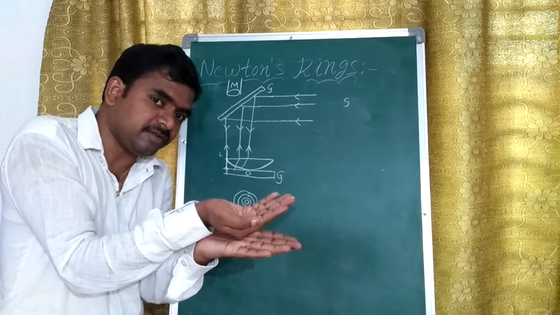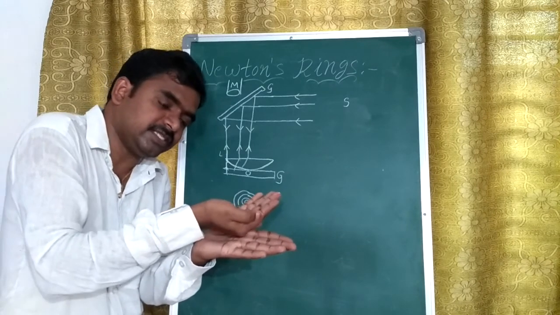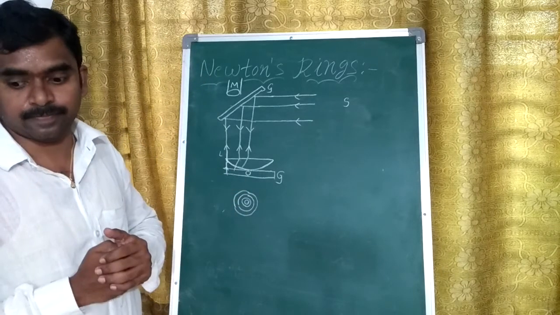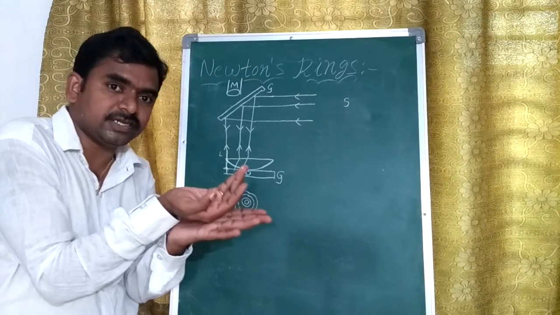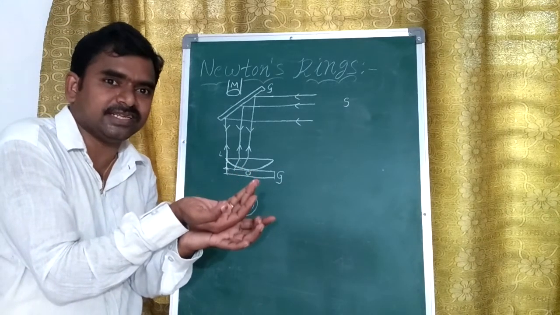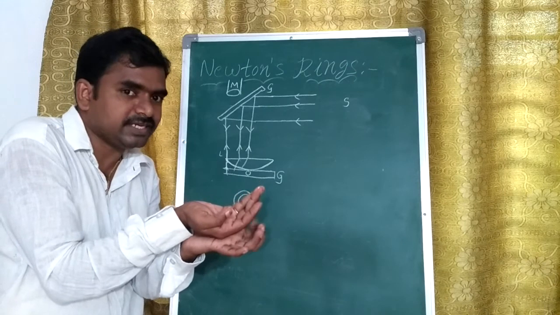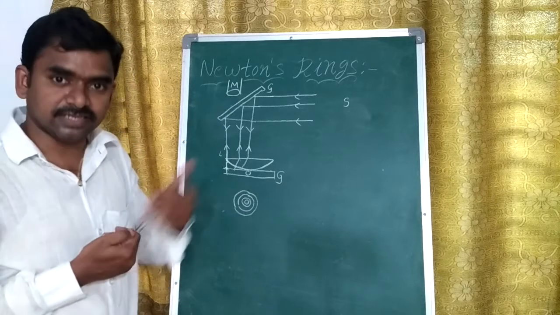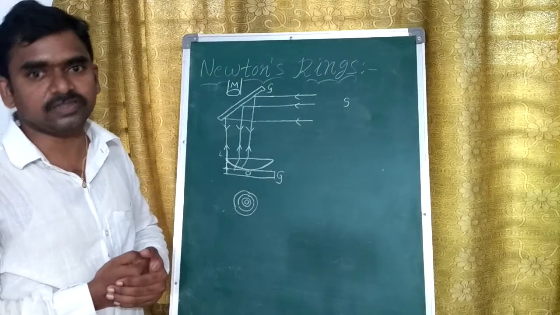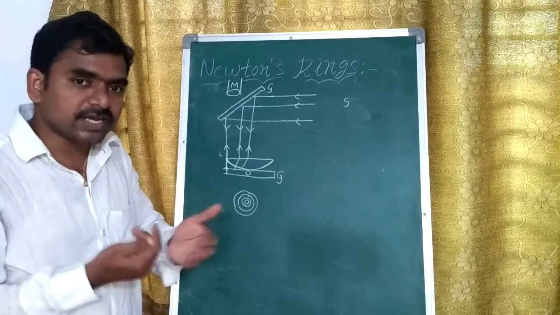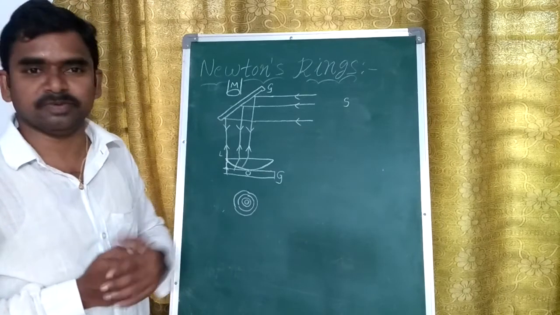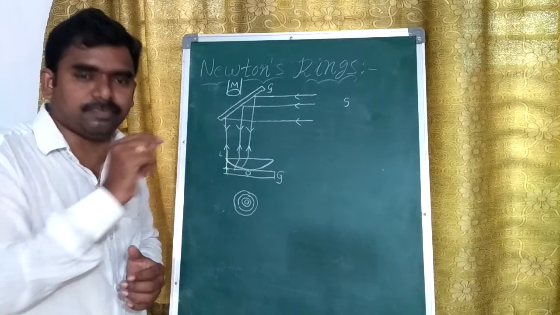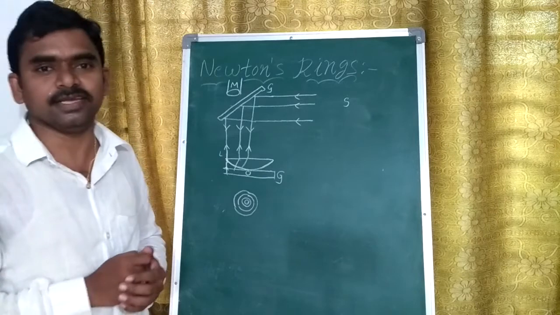So if you observe from the center, at a distance r in the surrounding, the thickness is the same. For example, if that r distance satisfies the condition for constructive interference, then from the center throughout the circle, it will satisfy constructive interference only. Due to the constructive interference, we will get the maximum intensity.